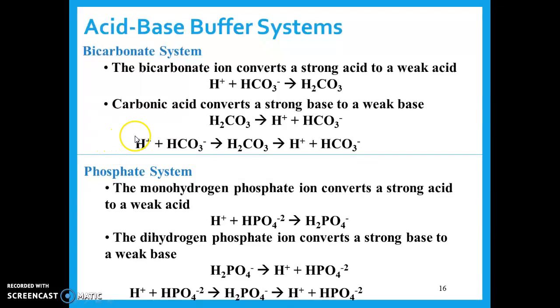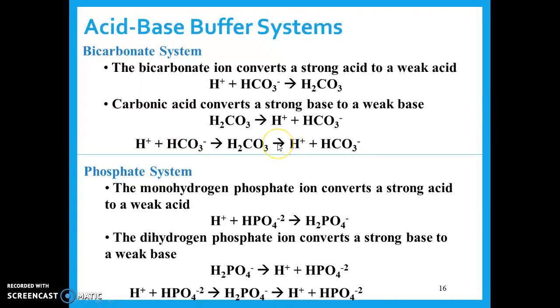So if we release too much hydrogen ion, your blood pH is getting too low, too acidic. The bicarbonate ion can grab onto the hydrogen and turn it into carbonic acid. That's going to help bump our pH up to the normal range. Now let's say later on it's getting too high, it's getting too basic. So what we can do is take this carbonic acid, it can break apart and release the hydrogen ions, and that's going to bring it back down to where it should be.